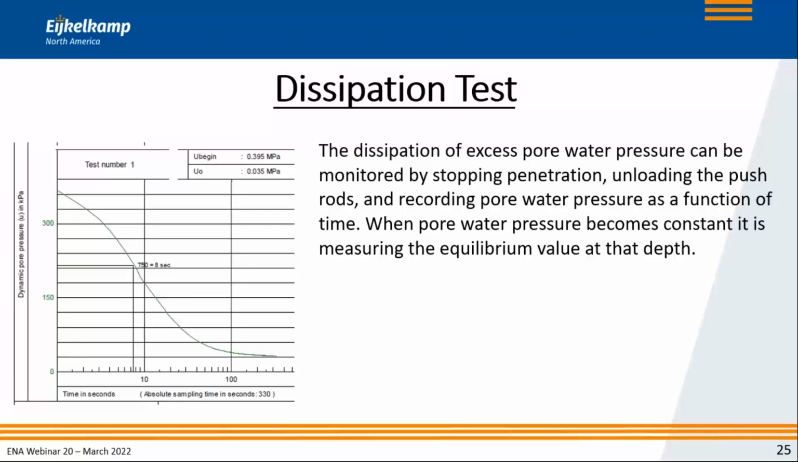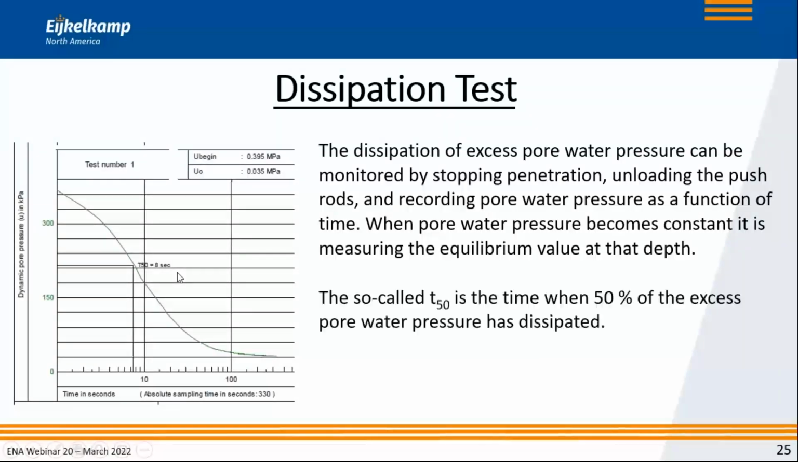And that's part of the dissipation test that was covered in one of the previous webinars. And what you see on the graph on the left-hand side is how over time that pressure slowly dissipates from the starting pressure to, in the end, the hydrostatic pressure. Now, if we know what the total curve is, or if we already know what the hydrostatic pressure is, we can figure out how much time it takes to dissipate half of that excess pressure. And that's the so-called T50, when 50% of the excess pore water pressure has dissipated.